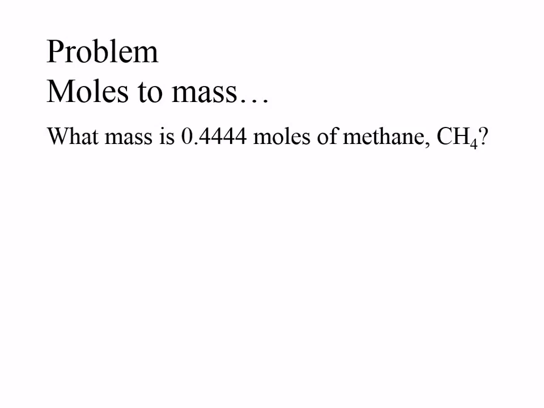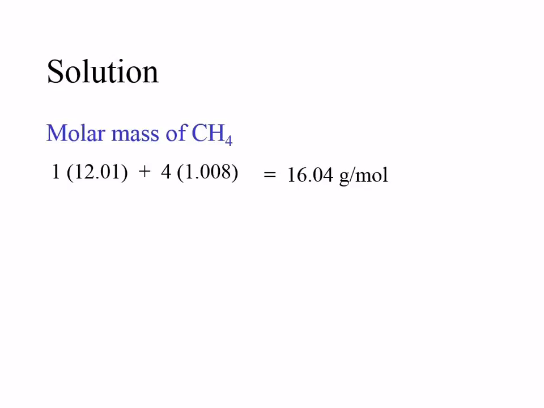We said the molar mass for a compound is the molecular weight or the formula weight, which is in AMUs, but then you just change the units to be grams per mole. So for instance, in this case, we're going from moles of methane to grams of methane. So we need the molar mass for methane. We said that if you have a periodic table, you can take 1 times the decimal number for carbon, 12.01, plus 4 times the decimal number for hydrogen, 1.008. And you get a molar mass of 16.04 grams per mole.